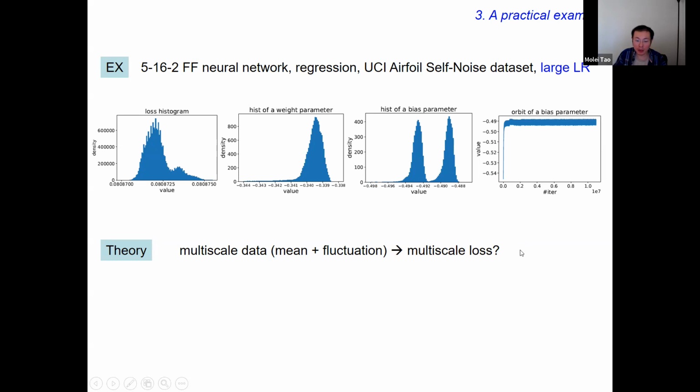But this is actually not trivial because the loss is a function of the parameters of the model, of the neural network. It's not a function of the data. The data is already given to you. So somehow there's a duality, and we can actually show this duality in a very specific context where you have just two layers and you use periodic activation. And then the loss actually inherits a multi-scale structure.